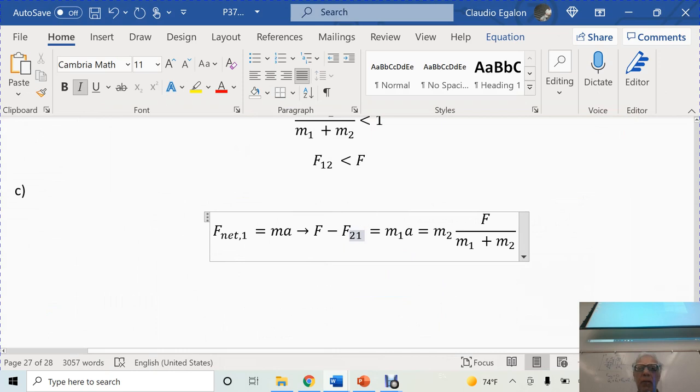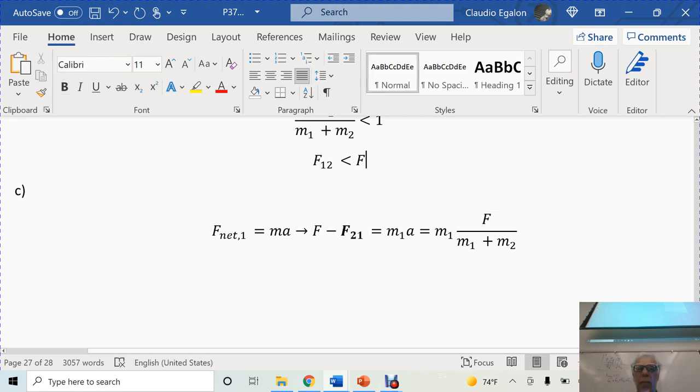Because my system is mass 1, so we keep mass 1 here. I'm going to correct that, right? I already know what the acceleration is, so I substitute for the acceleration. And I want to know this guy here. But you already know it's supposed to be equal to F12, right? Let's see if it's equal to F12. Let's see. So for F21.